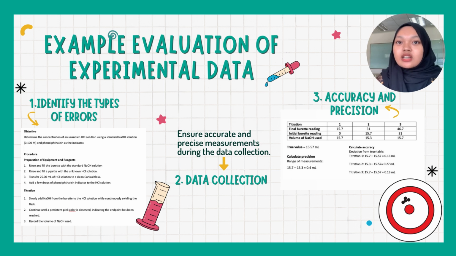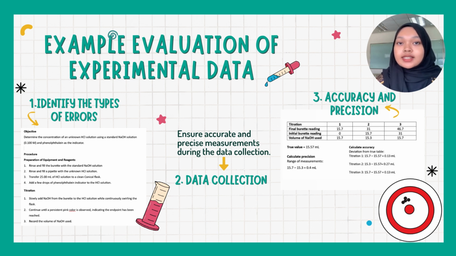Next, data collection. We must ensure accurate and precise measurement during the data collection. For example, during the experiment, titration was used to determine the concentration of hydrochloric acid using sodium hydroxide as the titrant. The instrument used is a high quality, well-calibrated burette for titration. So use appropriate instruments and techniques to minimize the error. Also, we need to perform multiple titrations and then take the average to reduce the random error.